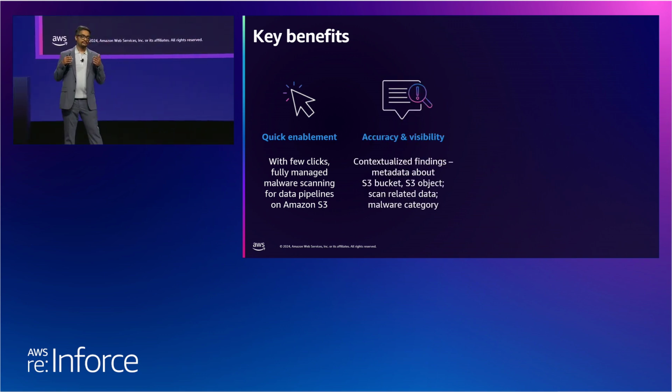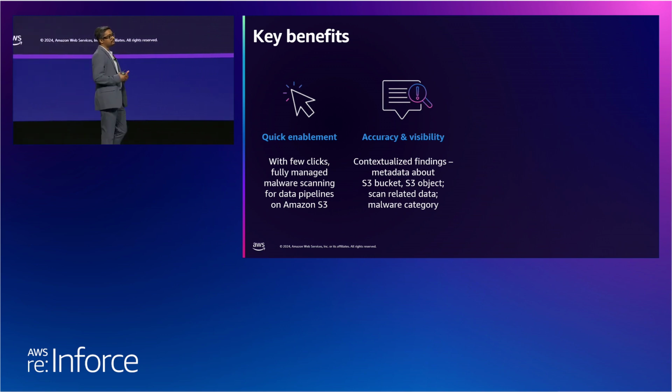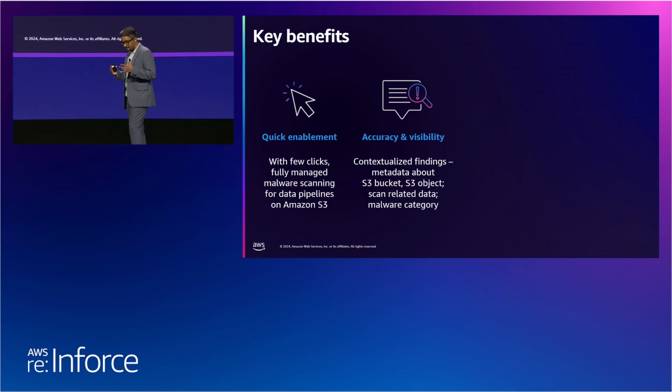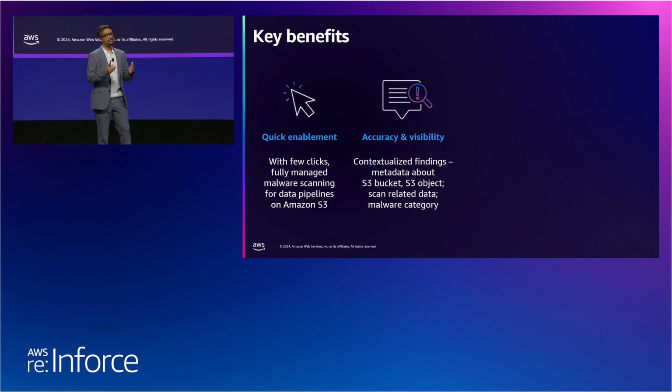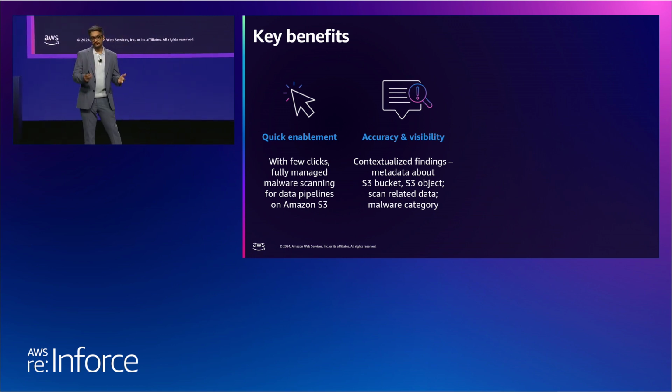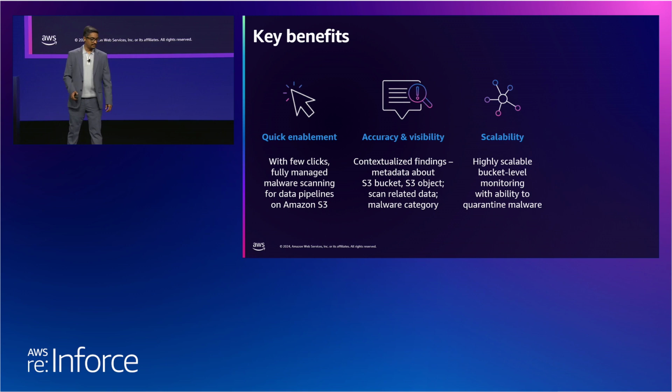Since we use a regularly and continuously updated list of malware signatures, the finding that gets generated will have contextual information related to the S3 bucket metadata, the S3 object, and the scan, and we'll also have the malware category that will help your incident response teams take workflows such as isolating it to quarantine buckets.